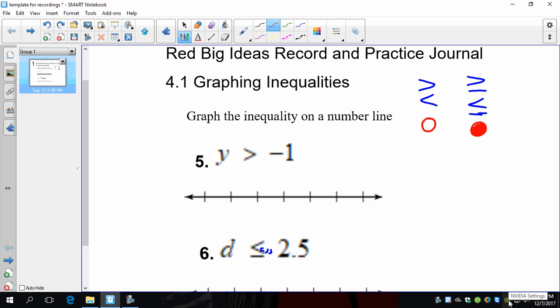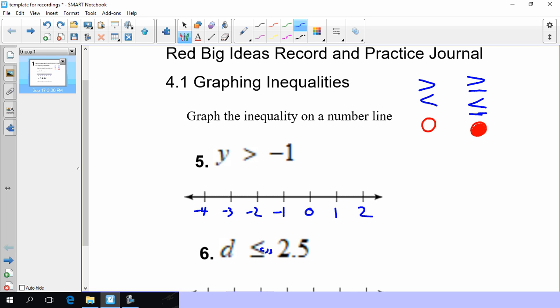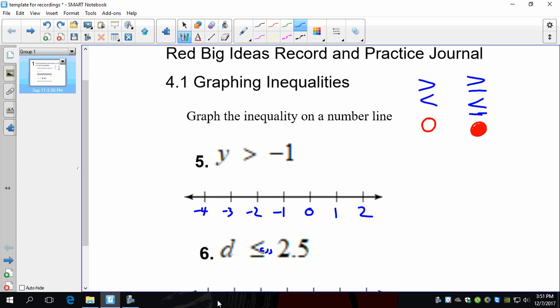So the first one, we have y is greater than -1. What we want to do is write in numbers on our number line. So we want to go -1, 0, 1, 2. This would be -2, -3, -4. We're just trying to show a number line that's going to represent y is greater than -1. And then at -1, we're going to put a circle.